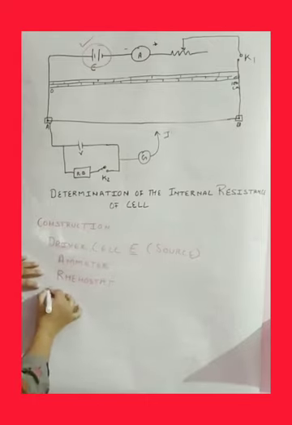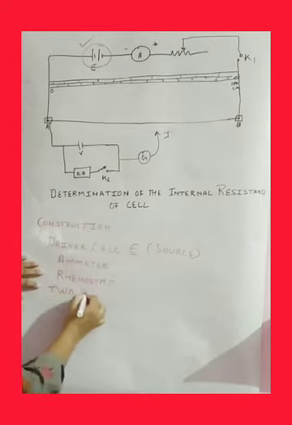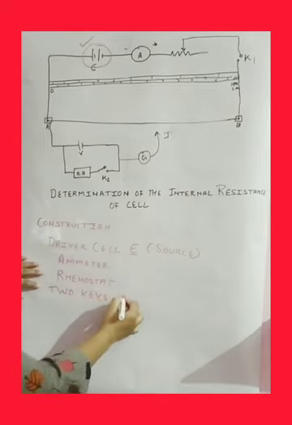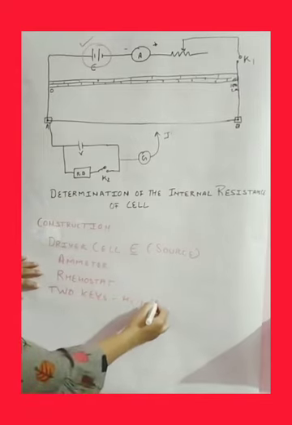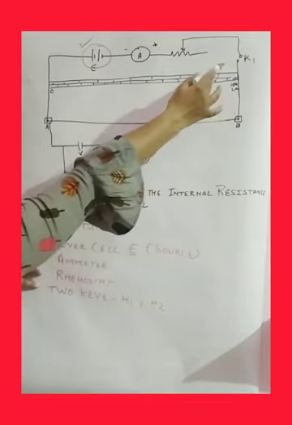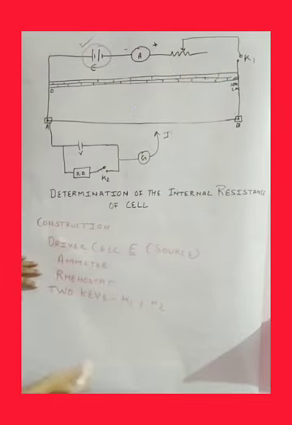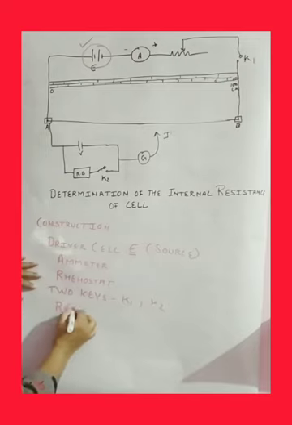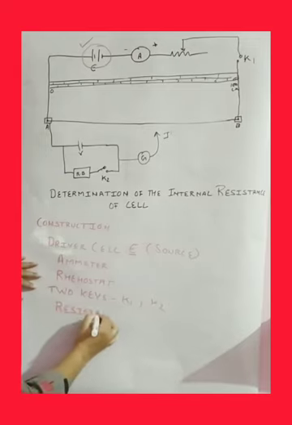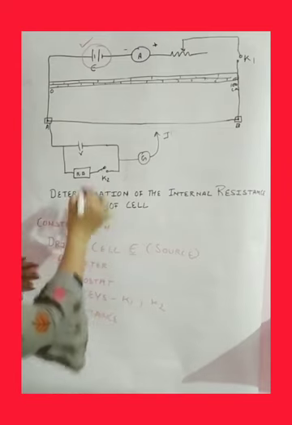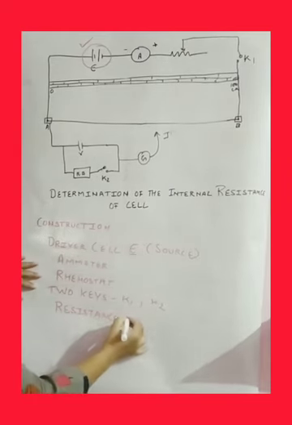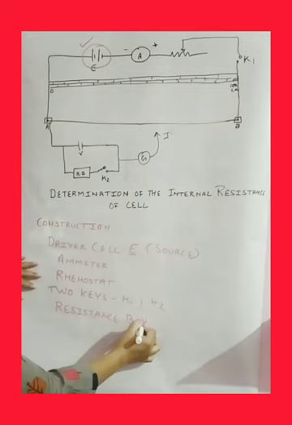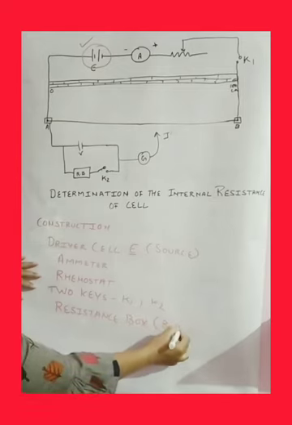We have 2 keys, K1 and K2. K1 is enabled in the main circuit and K2 is enabled in a parallel circuit, or I can say in a short circuit. Another thing we have is a resistance box. Through this we are enabling the resistance in the circuit. This is our resistance box which is represented by RB.